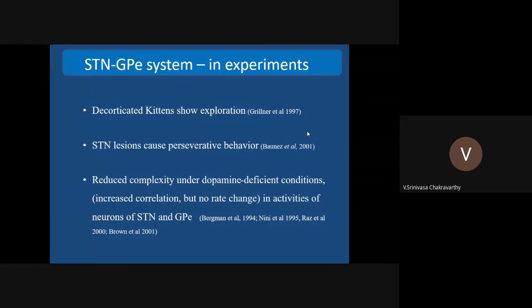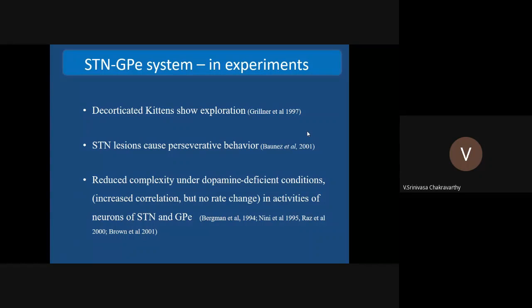Now that is still at the behavioral level. What seems to really indicate that STN-GP is probably contributing to exploration is at the level of electrophysiology. That is, if you insert electrodes in STN and GP and record the activity, what people found is under dopamine deficient conditions, like what happens in Parkinson's, the firing rates haven't changed much in STN-GP, but the activity is slightly more regular. There's reduced complexity, there's higher correlation among the activities of STN-GP neurons.